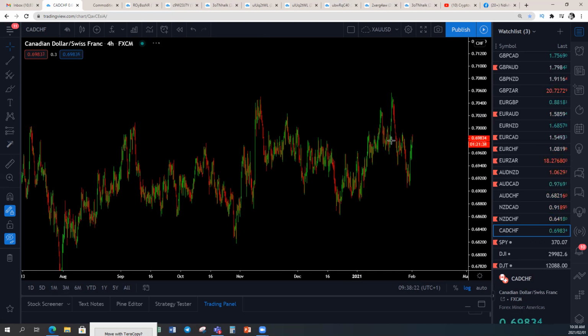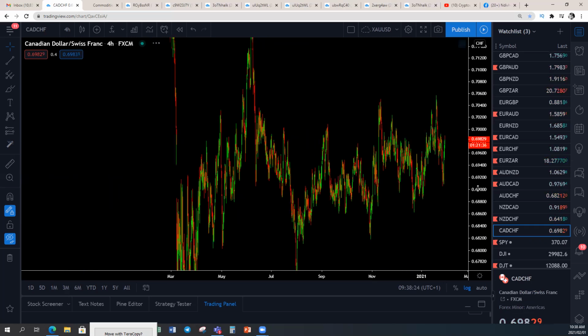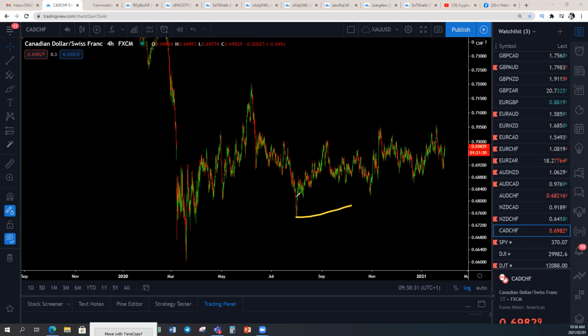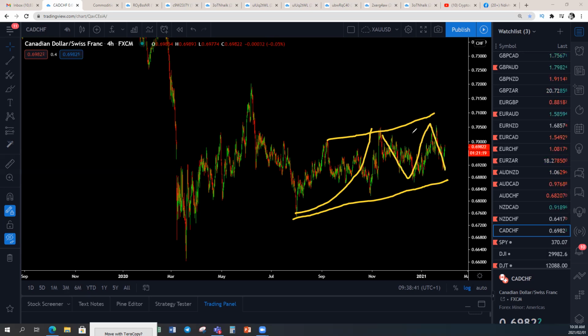So CAD Chief, we've got this long-term corrective structure here, also from around July last year. That's the structure here. That's the structure there. So we've got what looks like 3 waves here. We may be making another 3 waves here, or this may have been made a running flat.